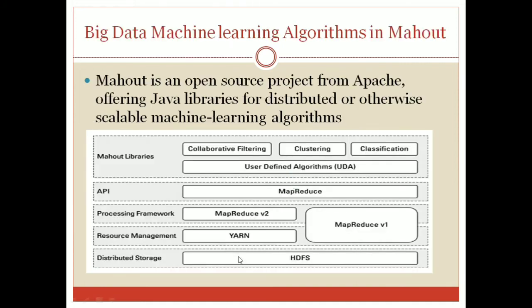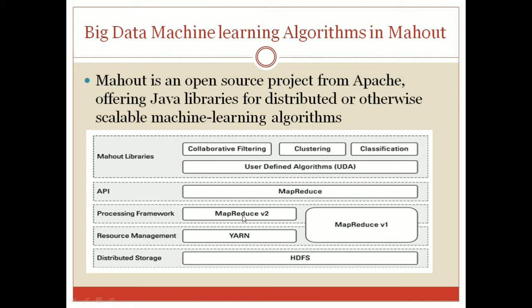So this is the architecture of how it is built. It is an open source project. It offers different Java libraries. You can see here some of the libraries offered by Mahout, such as collaborative filtering, clustering, classification, and some user-defined algorithms. There are MapReduce based APIs since it is built on top of Hadoop, and Hadoop is a MapReduce based framework.